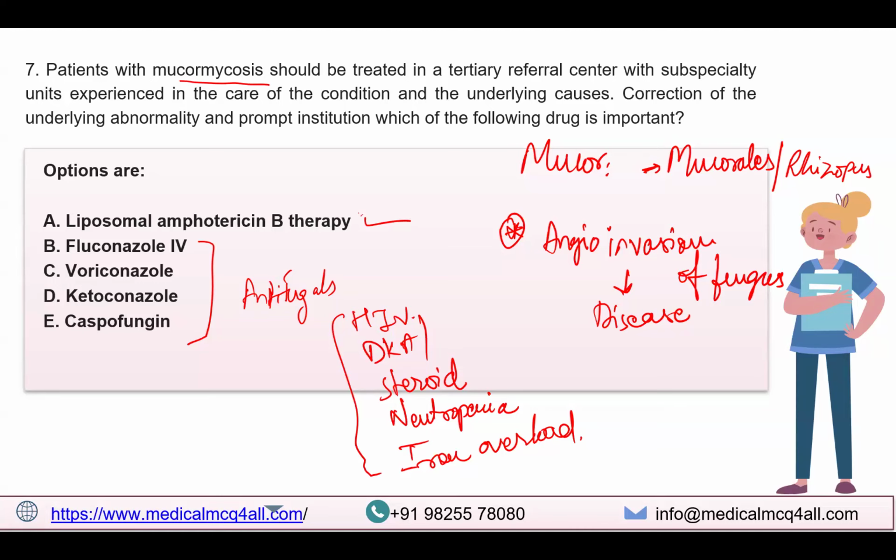When we talk about mucormycosis, it spreads through angioinvasion, that is, through the small capillaries from the nose, from the eyes, or any small injury. Angioinvasion of the fungus is going to take place. Okay. Does Candida or does Cryptococcus have angioinvasion?